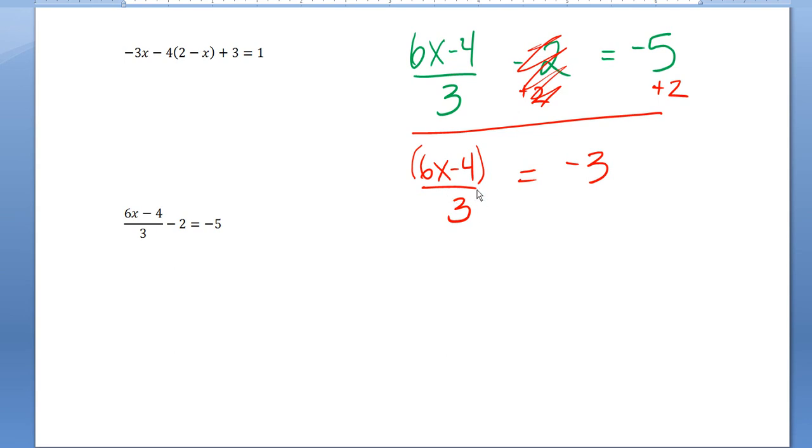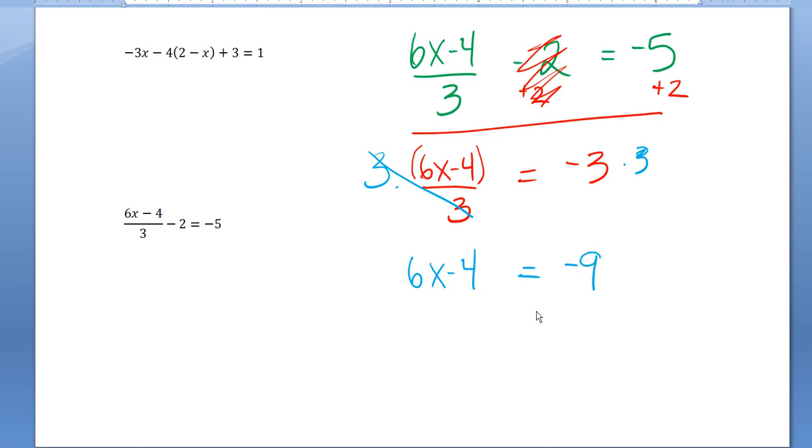So that's why I'm going to get rid of this divide by 3 first. So the way to get rid of a divide by 3 is by multiplying by 3. Do it to both sides, be fair. 3 on top and 3 on bottom make 1. I'm left with 6x subtract 4 equals -3 times 3, which is -9.